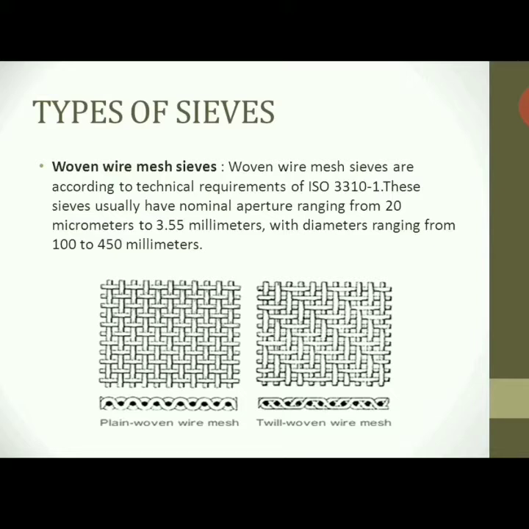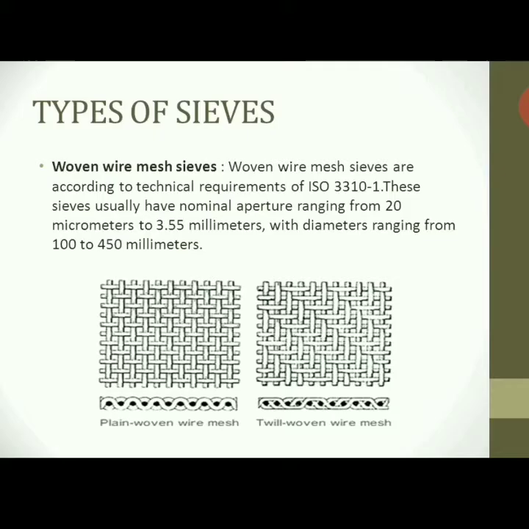These woven wire sieves are most commonly included in the roller mill, ball mill, etc. during milling. Okay, and these woven wire mesh sieves have a nominal mesh aperture ranging from 20 micrometer to 3.55 millimeters, with diameters ranging from 100 to 450 millimeters. Okay, this is all about the woven wire mesh sieves. Here two types of sieves are mentioned. This is a plain woven wire mesh and this is a twilled woven wire mesh.